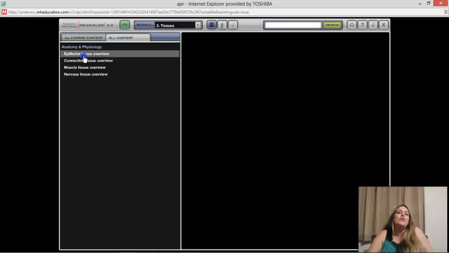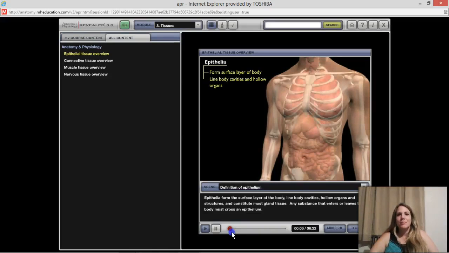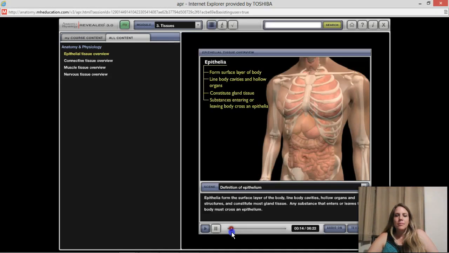Let's take an overview of that. Epithelia form the surface layer of the body, line body cavities, hollow organs, and structures, and constitute most gland tissue. Any substance that enters or leaves the body must cross an epithelium.